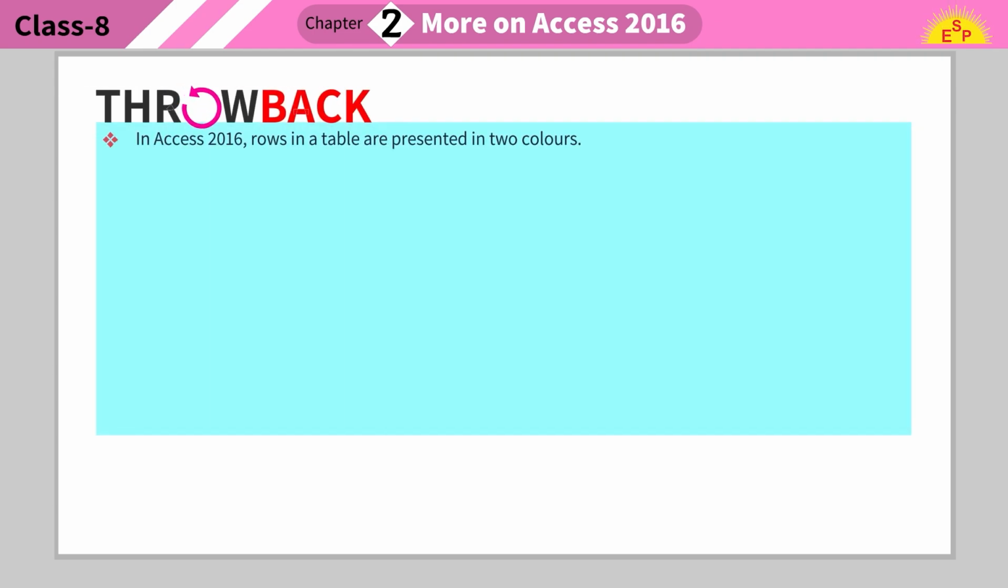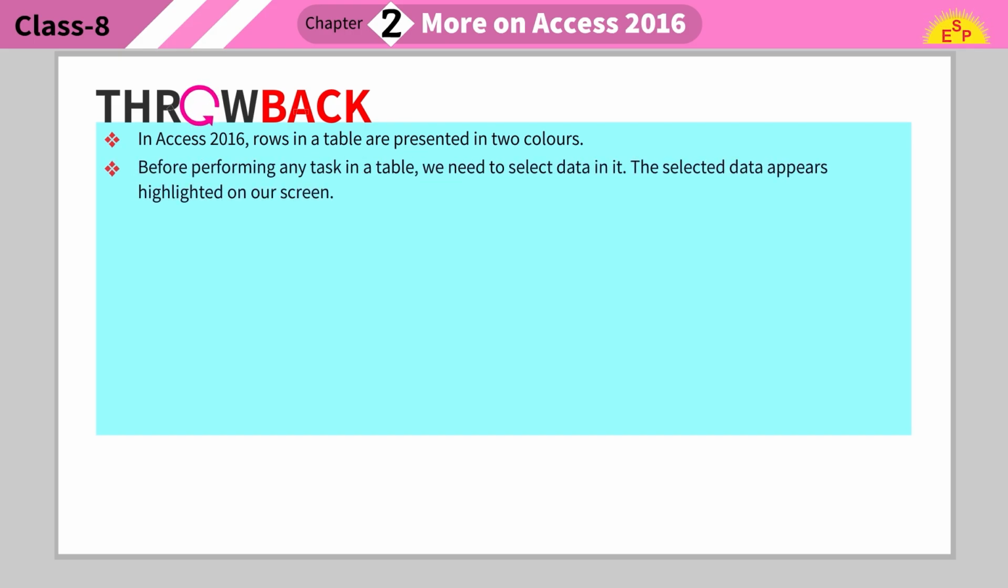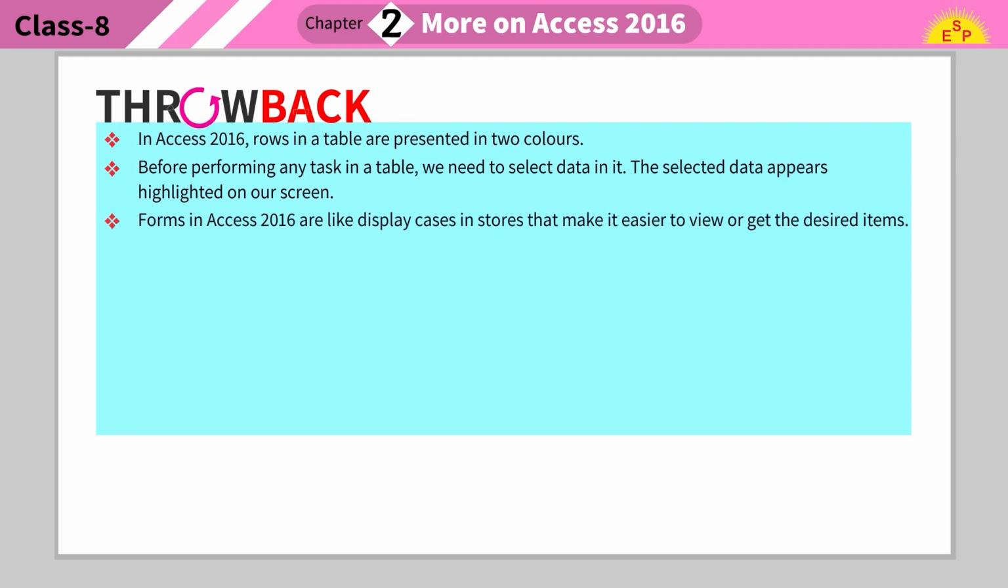Throwback. In Access 2016, rows in a table are presented in two colors. Before performing any task in a table, we need to select data in it. The selected data appears highlighted on our screen. Forms in Access 2016 are like display cases in stores that make it easier to view or get the desired items. By creating forms, we can make our database more user-friendly for inexperienced users.